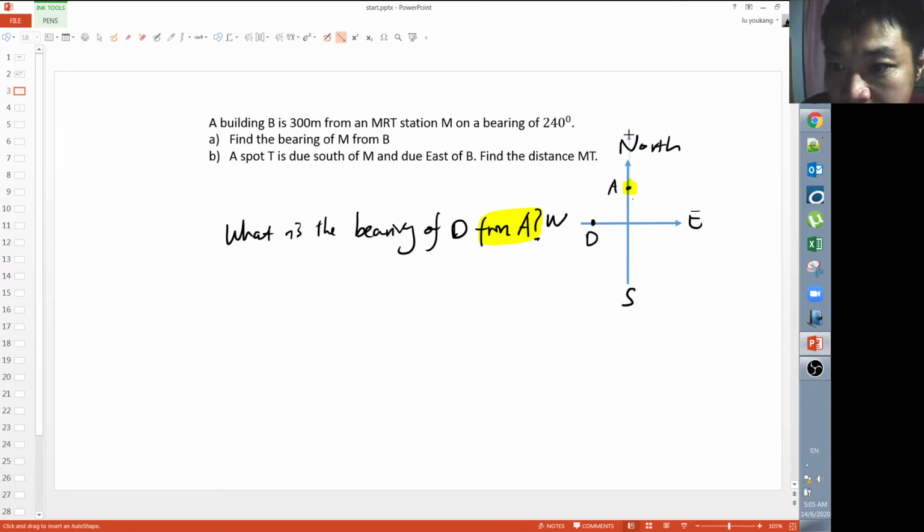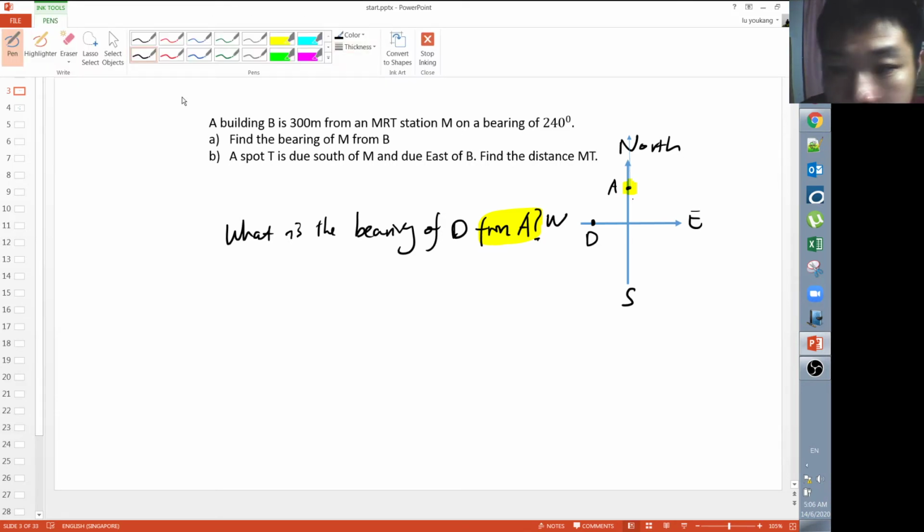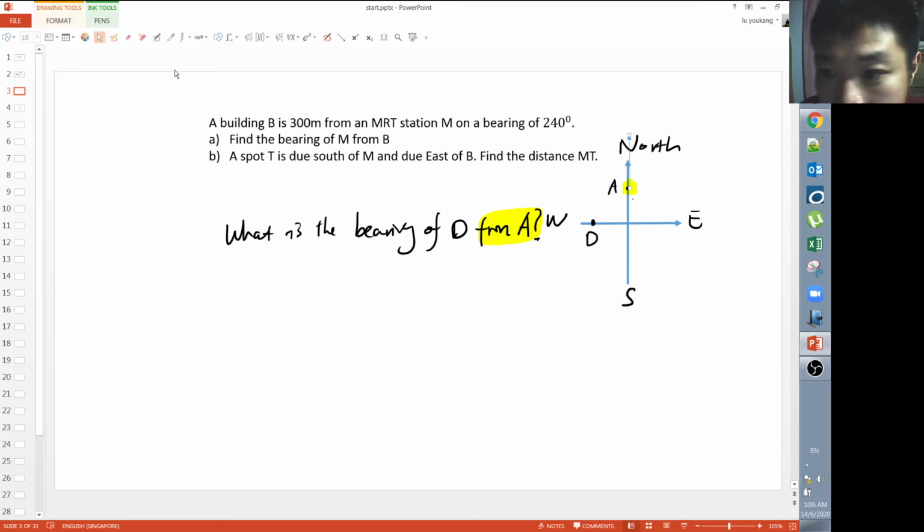So this is your north, directly upward. The question says D from A, so you go to A and then draw a line to the north. Alright, so I have drawn a line to the north, and then what you do is you just have to measure this. In fact, I can make this line bigger so that you can see clearly.